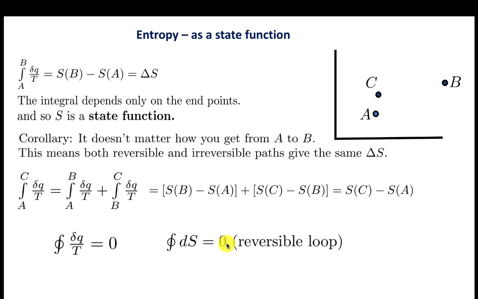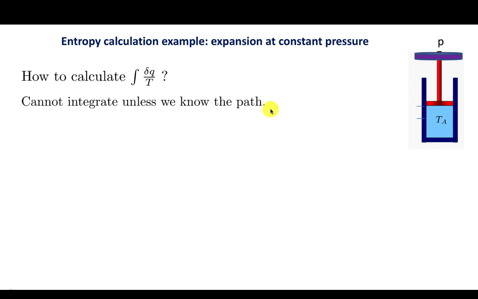All this is a little abstract, so let's do a little calculation, and this will be an expansion of a gas at constant pressure. To do this integral, you have to know the path. Of course, the path has to be a reversible path. You have to go along it very, very slowly. So here is a gas whose temperature initially is TA. The piston originally was here at this point and finally is here.